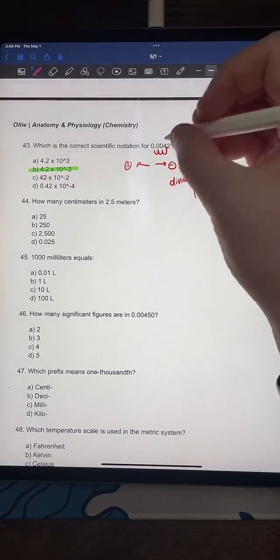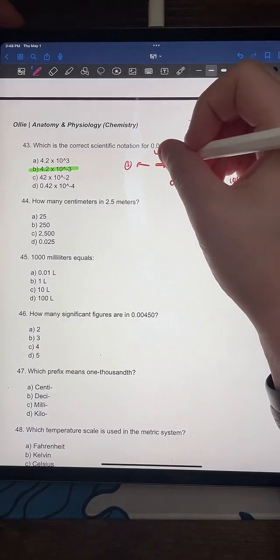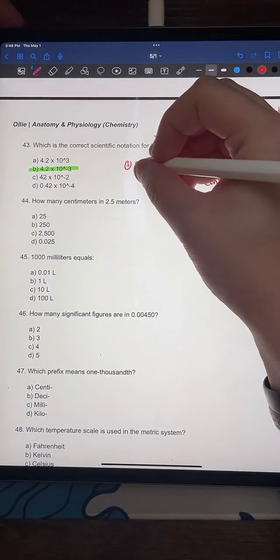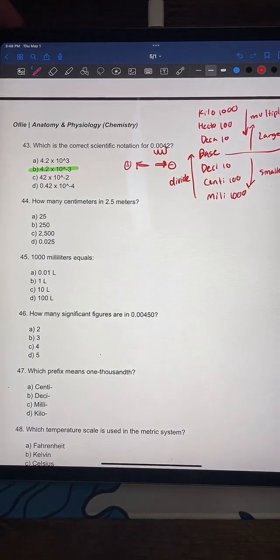Why negative 3? Because we went back. So when you go backwards, it's negative. When you go forwards, it would be positive.